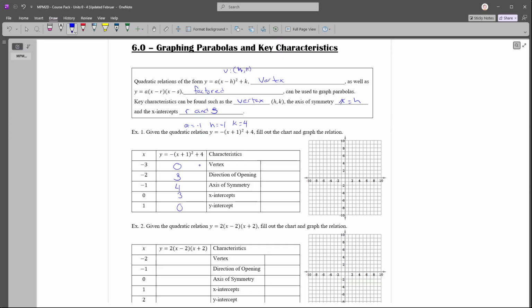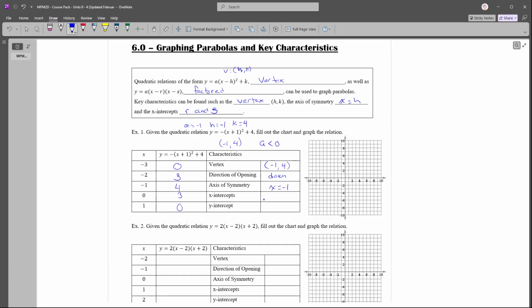So where's our vertex? Our vertex is located at h, k, right there: negative 1, 4. We can see that right up here, our h, k. So we can write that down, negative 1 and 4. We know that the direction of opening is based on the a term. A is less than 0. It's a negative value, so that means that it is opening down. The axis of symmetry is always x equals h. h is negative 1, so our axis of symmetry is x equals negative 1.